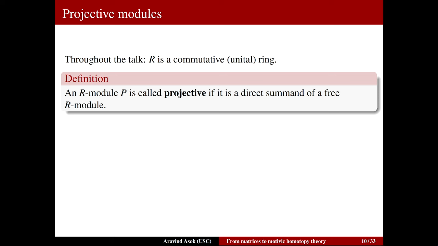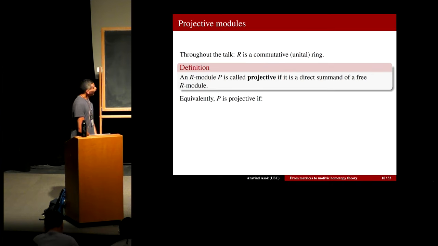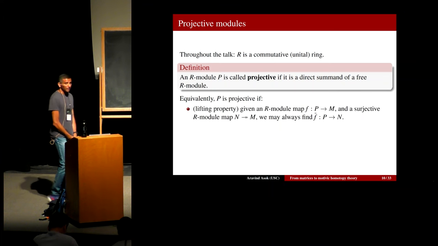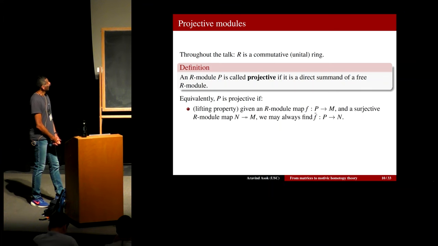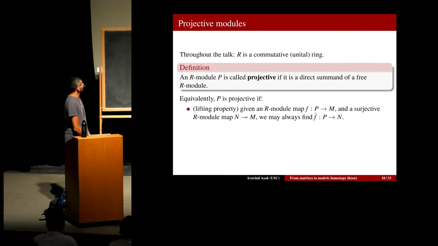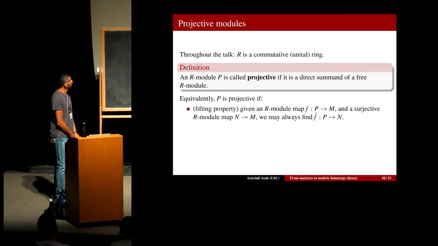Remember that an R module is called projective if it's a direct summand of a free R module. But there are a bunch of equivalent conditions for being projective, like the lifting characterization of projective modules. If you have a map from P to an R module M and a surjective map, then you can always lift along that surjection.